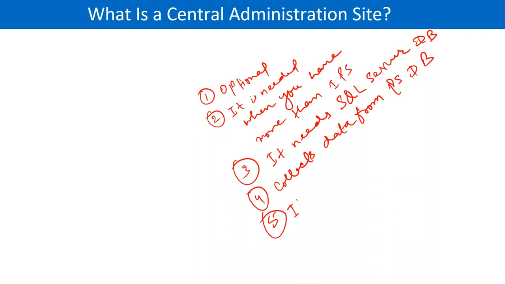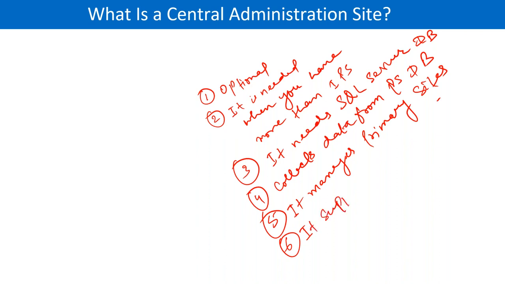It manages primary site. So basically, it's the manager of primary site, like a parent. Primary site is the child, and CAS is the parent. Okay. Point number six. It supports up to how much? 800? 82,500. Yes, client computers. Give me 1 minute.